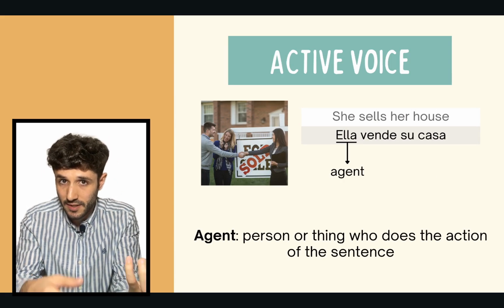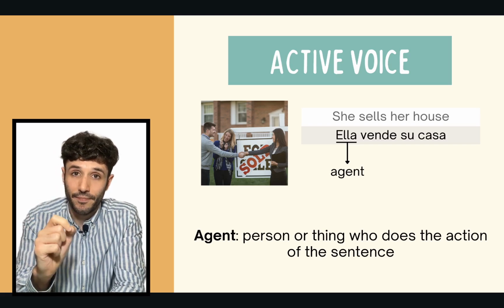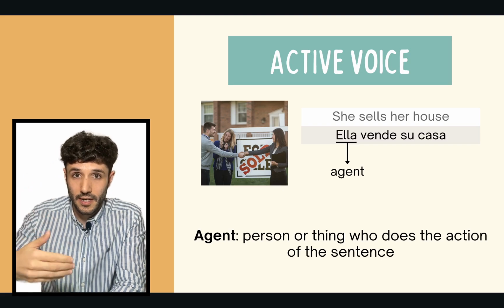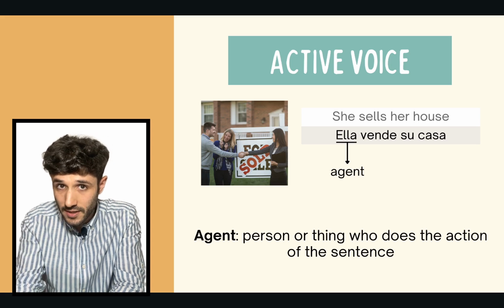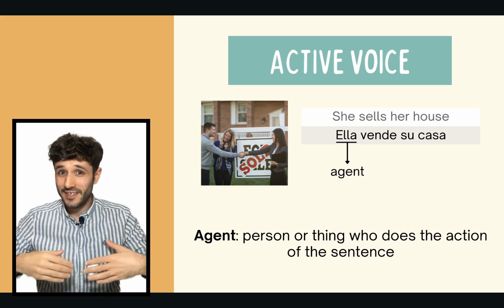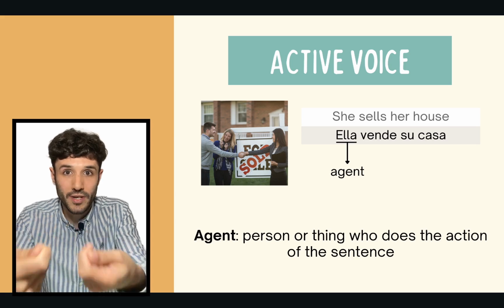We have a subject, a verb and an object, and here I highlight that ella is the agent because the agent is the person or the thing that does the action in a sentence. Keep in mind, subject and agent are not always the same, so in this case I'm going to talk about the agent. The agent is ella because she's the one who is selling the house.